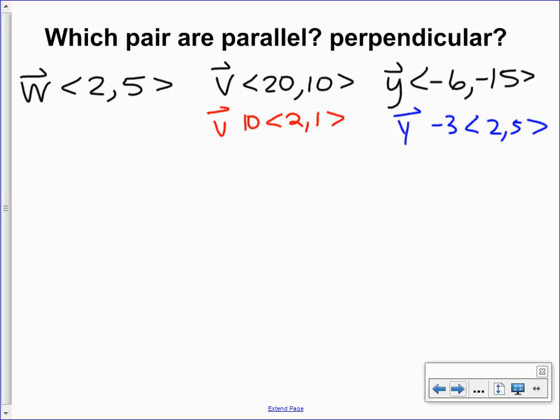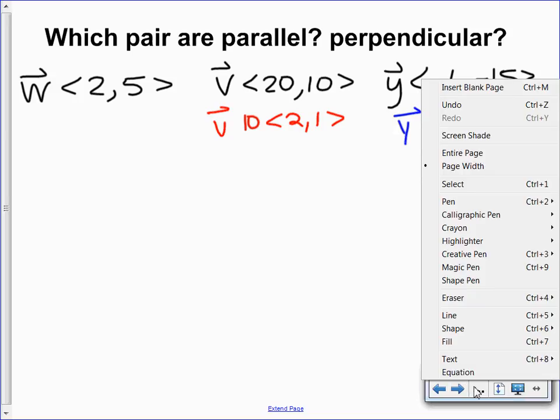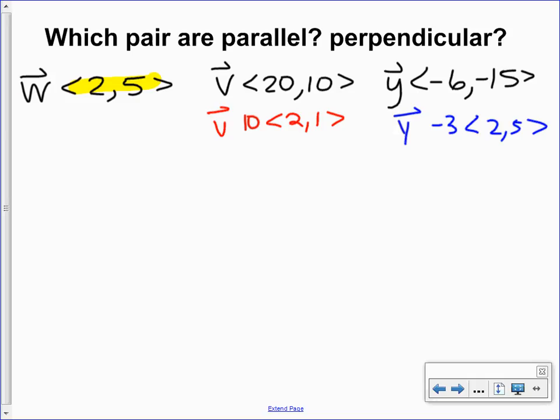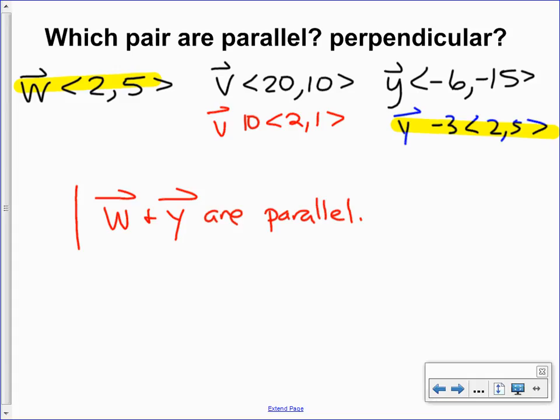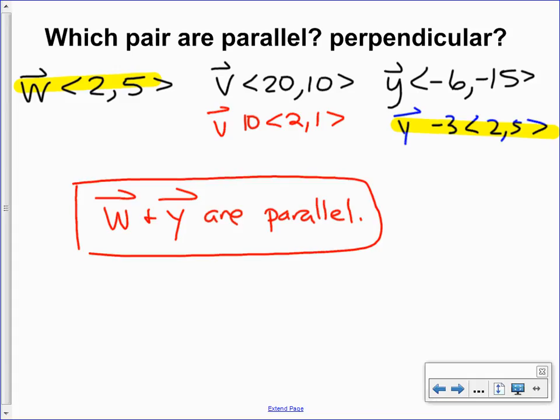Let's just go in the other direction. According to this, 2 and 5 matches up with this 2 and 5, because the 2 and 5 are the same. So that means W and Y are parallel. And if they're parallel, they're obviously not going to be perpendicular. So you have to check the other combinations.